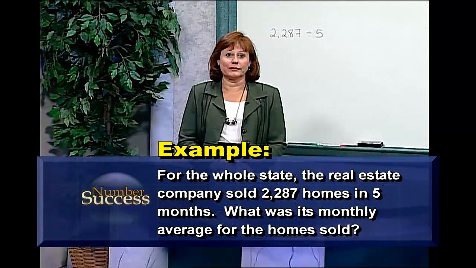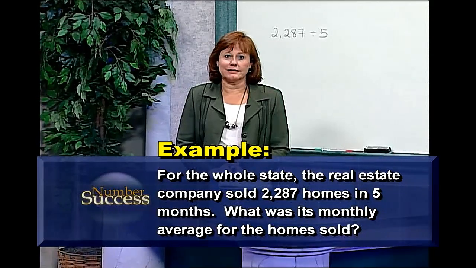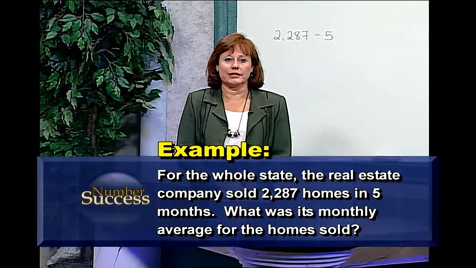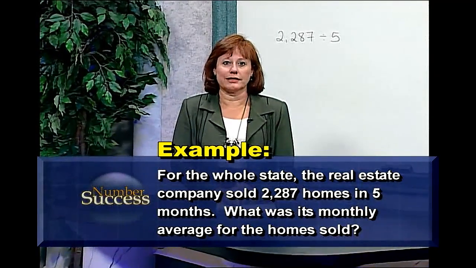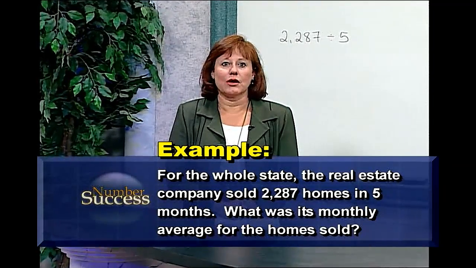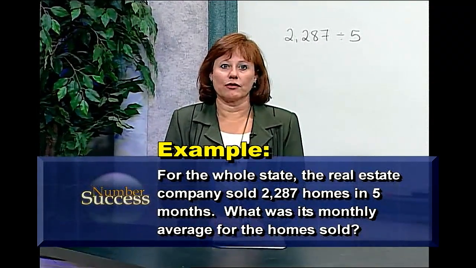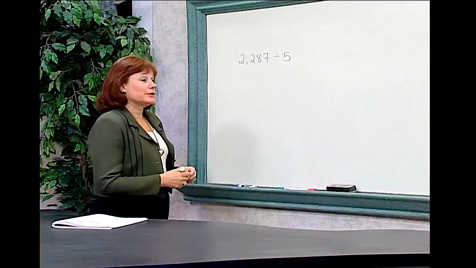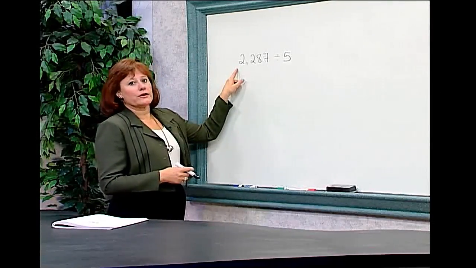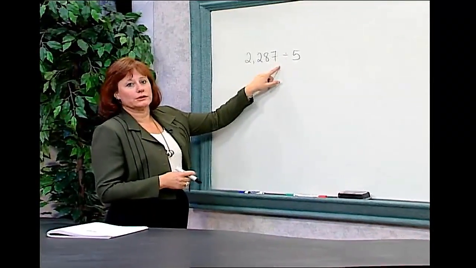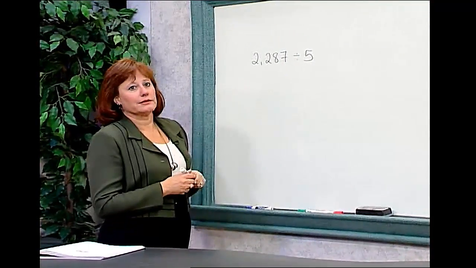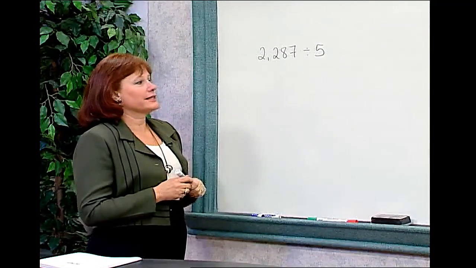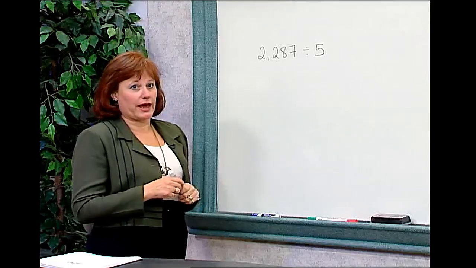Let's do an example. For the whole state, the real estate company sold 2,287 homes in 5 months. What was its monthly average for the homes sold? To do this problem, we've written on the board 2,287 homes sold divided by 5 months. 2,287 divided by 5 will give us the monthly average.